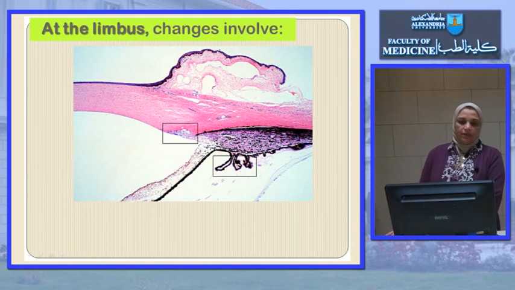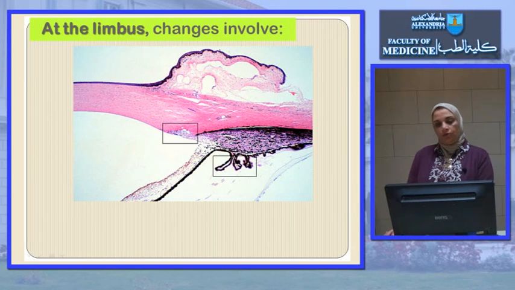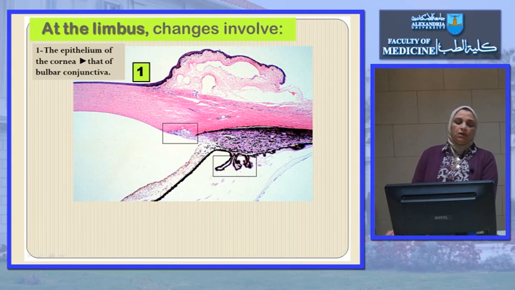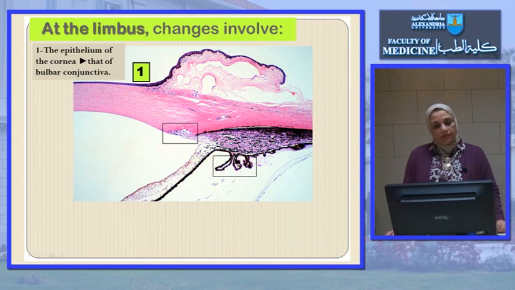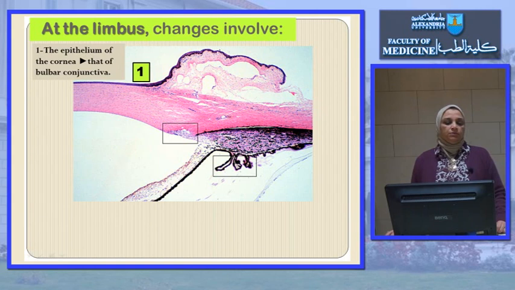There are changes occurring at the limbus. What is this limbus? The limbus is the junction between the transparent cornea and the sclera, the white of the eye. What will happen at this limbus? And this limbus encircles the eyeball. These changes involve the following. One, about the epithelium. Now we discussed the epithelium of the cornea. We said that it's an unkeratinized stratified squamous epithelium resting on a straight basement membrane.